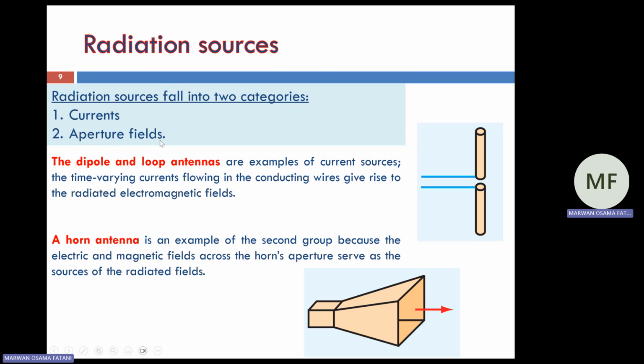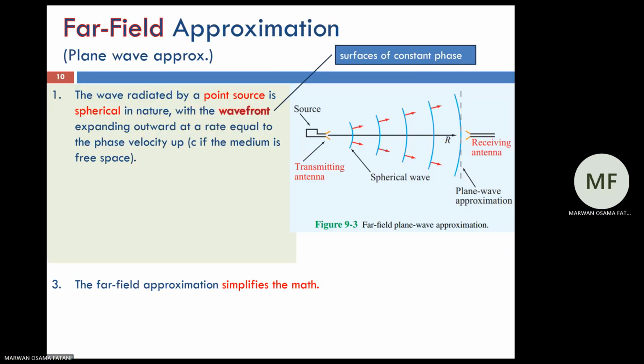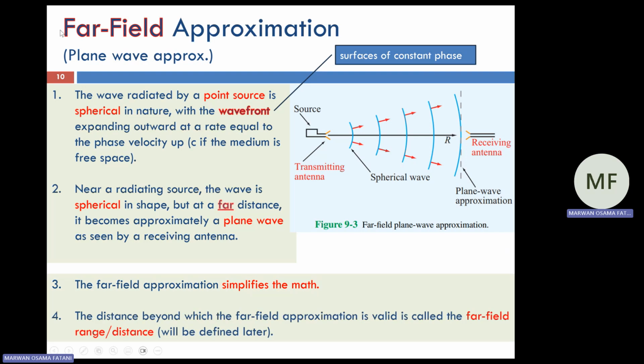And we have the aperture field, the second category, which is used with the horn antenna, because the electric and magnetic fields across the horn aperture serve as the sources of the radiated fields. You can think of it like a speaker's diaphragm creating sound waves, like in speakers. And there is also a concept called the far field approximation.